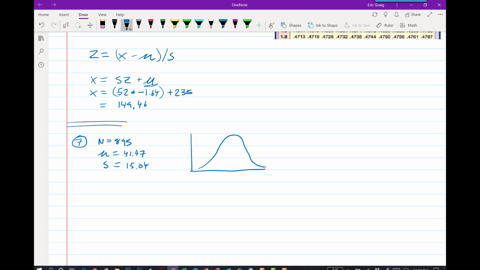Here's our mean, 41.47. The problem asks us to find the probability that somebody worked more than 60 hours, that area in there. So that's what we're aiming for. In order to do that and use our z-table, we have to convert that raw score of 60 to a z-score. So z equals 60 minus our mean, 41.47, over 15.04. I'll spare you the intermediate calculation and tell you that the z-score we're going to get is 1.232.